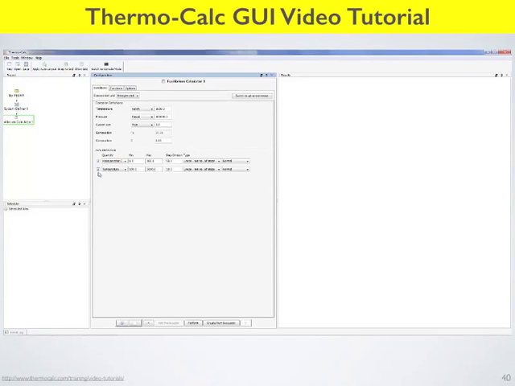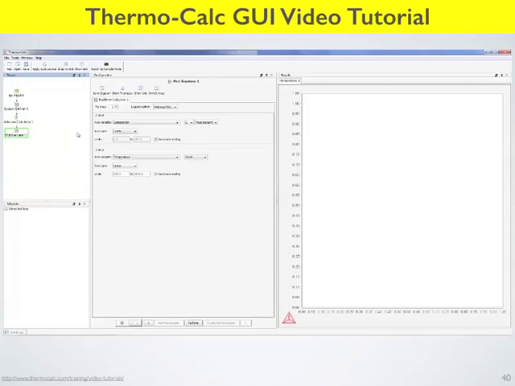We also want to plot the phase diagram. So in a similar way as I did to create the first two activities, I create a plot. Just as before, the new activity appears in the project pane, but because this activity also produces output to the screen, it is assigned a tab in the results pane. Now the plot is empty because the plot has not yet been performed.